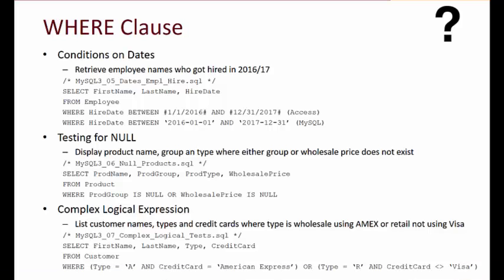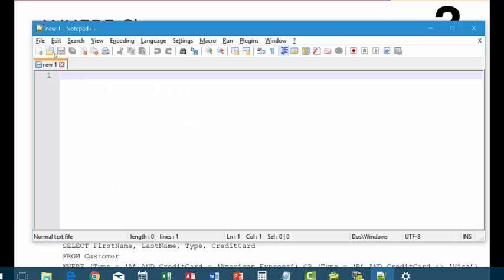Okay, next. The next script attempts to find all the products where either the group classification or the wholesale price do not exist, using a combination of is null, right here, comparison operator with, or logical operator. Okay, open using Notepad. Again, switch to Notepad, open.